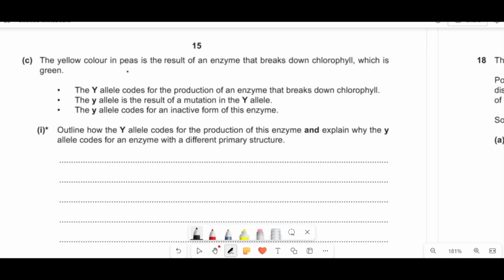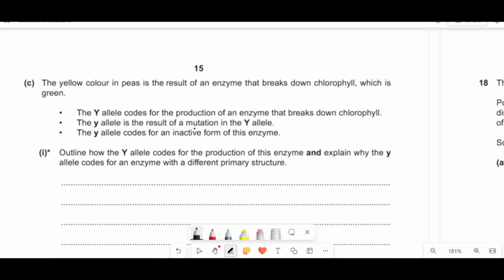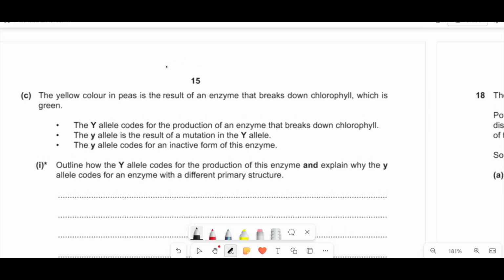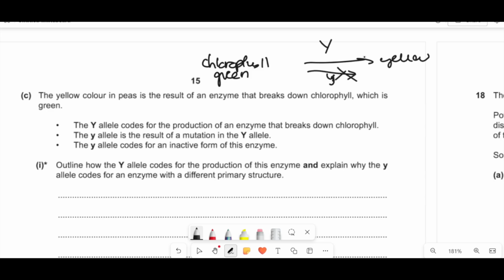So no. The yellow color in pea plants is the result of an enzyme that breaks down chlorophyll, which is green. So chlorophyll is green, it gets broken down, and it becomes yellow. The big Y allele codes for the production of an enzyme that breaks down chlorophyll. The little y allele is a result of a mutation in the big Y allele, and the little y forms an inactive form. So let's just really quick work out what's going on here. So chlorophyll is green, and it becomes yellow if you have big Y, right? That's what it's told you. Whereas if you have little y, then you don't have this happen.